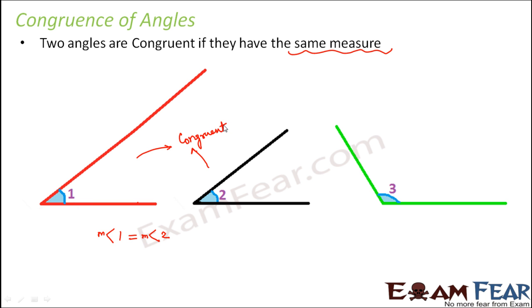Now let us compare angle 2 and angle 3. Just by looking at them you can say that the measure of angle 2 is not equal to the measure of angle 3. That's because angle 2 is an acute angle, less than 90 degrees, and angle 3 is an obtuse angle, greater than 90 degrees. So definitely their measures are not equal. Even though maybe the arms are of equal length for angles 2 and 3, they are still not congruent, because when we talk about angles, we are only bothered about the measurement of the angles.